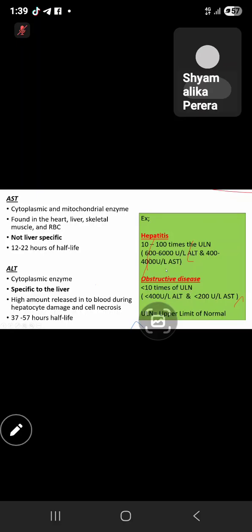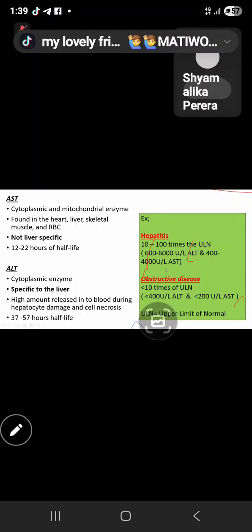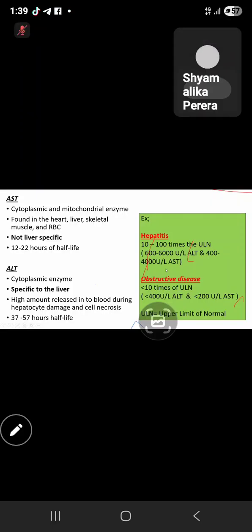So when you are analyzing the reports, you can go through these enzyme patterns, whether they are highly elevated or mildly elevated. Then you can have an idea whether this is hepatic liver cell damage or an obstructive pattern.